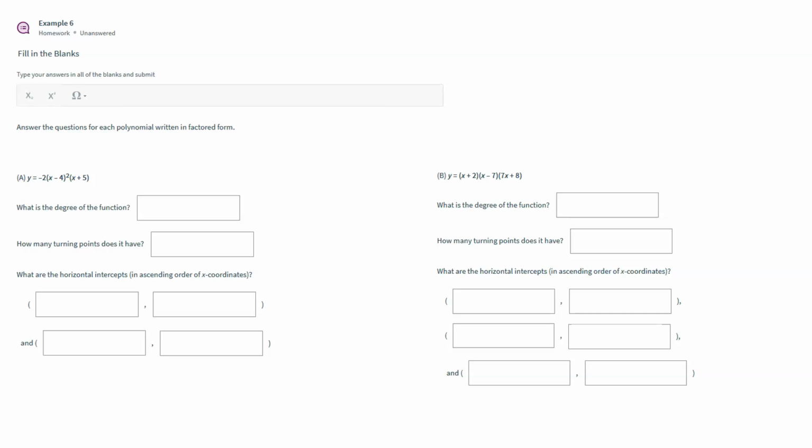although turning points is always something that you more or less have to look at the graph in order to get a better indication of what's going on, especially for something like a. You have -2 times x minus 4 squared times x plus 5. Now, what is the degree of this function?